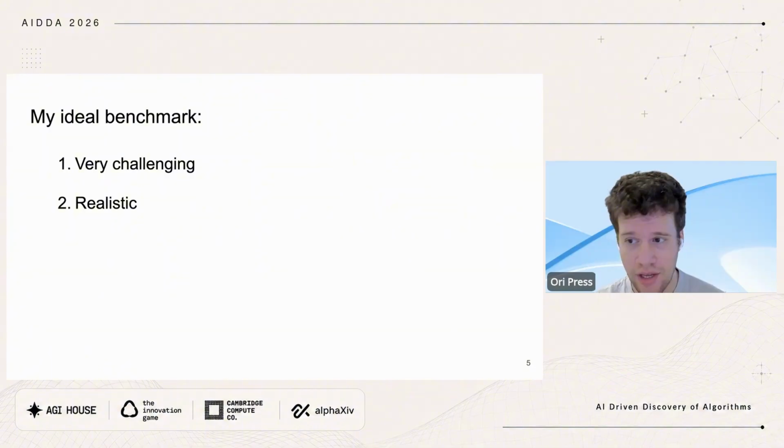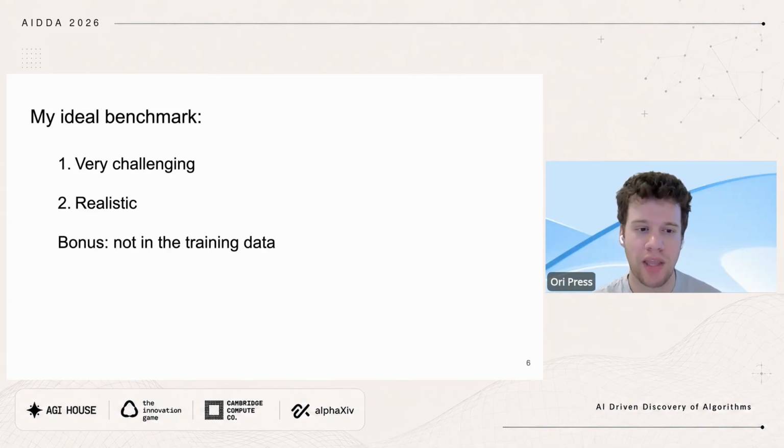And the second thing is I want it to be realistic. I want my ideal benchmark to be very connected to a real world task. If you make progress on this benchmark, then I want this to be very easy to translate to real world value. And then as a bonus, I want my benchmark not to be in the training data, or maybe if that's too hard, I want the fact that my benchmark exists in the training data not to help you out in any way.